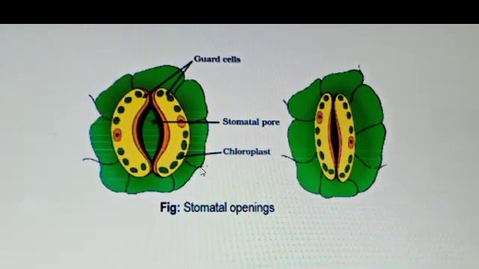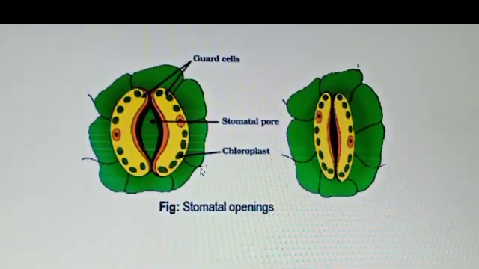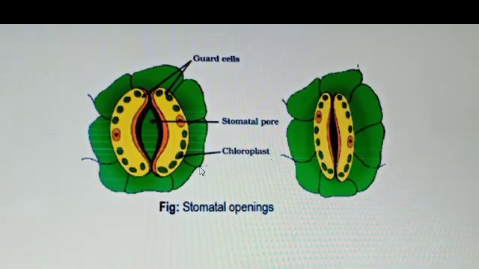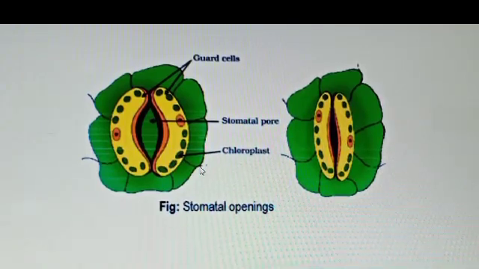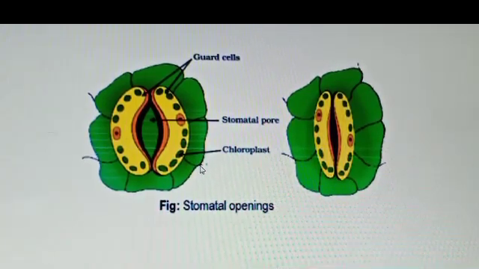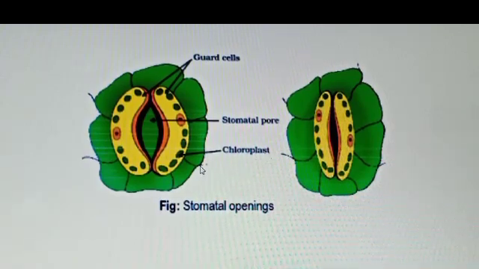Hello students, now let's see the diagrams of chapter number 6, because all the diagrams of this chapter are very important. Whenever any question is asked related to a diagram, and in the 4 marks questions, you have to draw the diagram as well. Let's start with the first diagram. The first diagram is of a stomata.